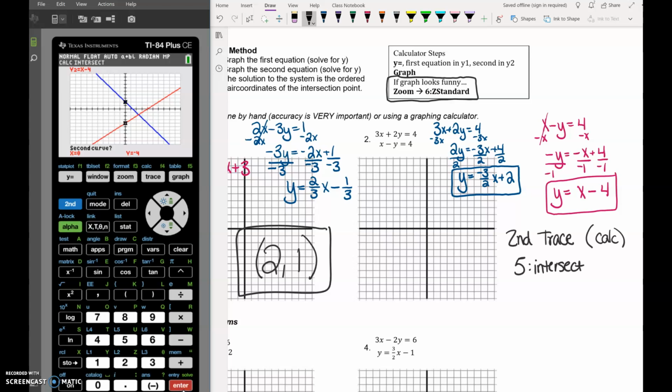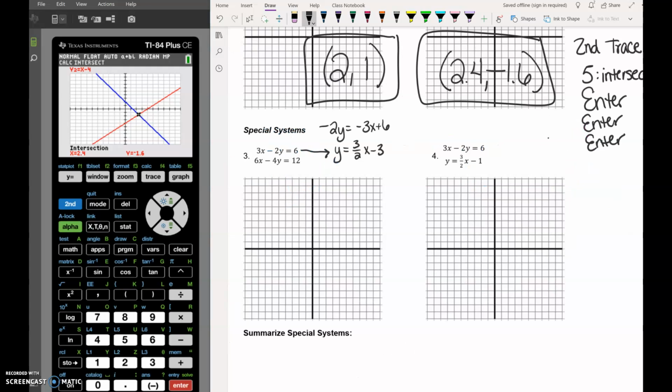Which one is your second curve? See the blinky thing on your second line? Hit enter to tell the calculator, yes, that's my second one. That's the one I want you to look at. And then it's saying, do you want me to guess where they intersect? Yes, I do. Push enter. And then bam, it puts that dot right on the intersection. At the bottom of the screen, it tells us that that intersection is at 2.4, -1.6. So it gives you the precise point where those two lines meet. So we don't have to graph it all by hand.